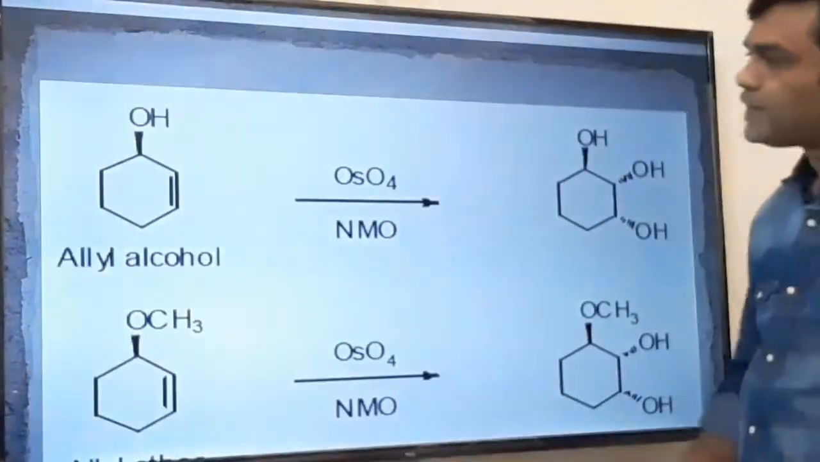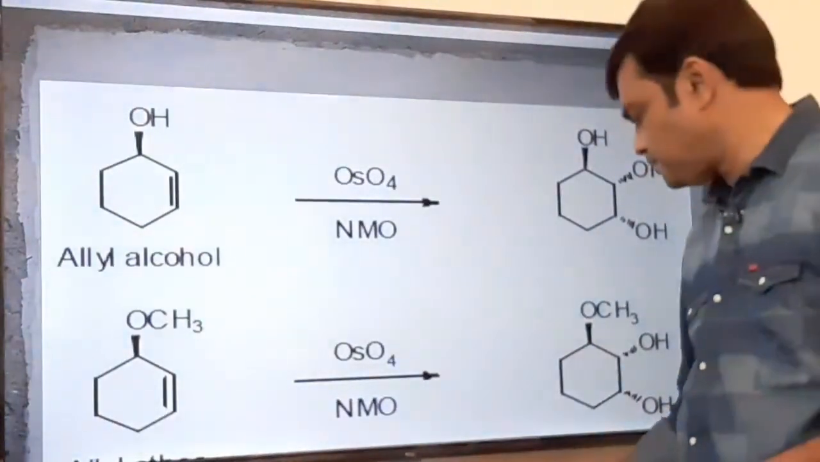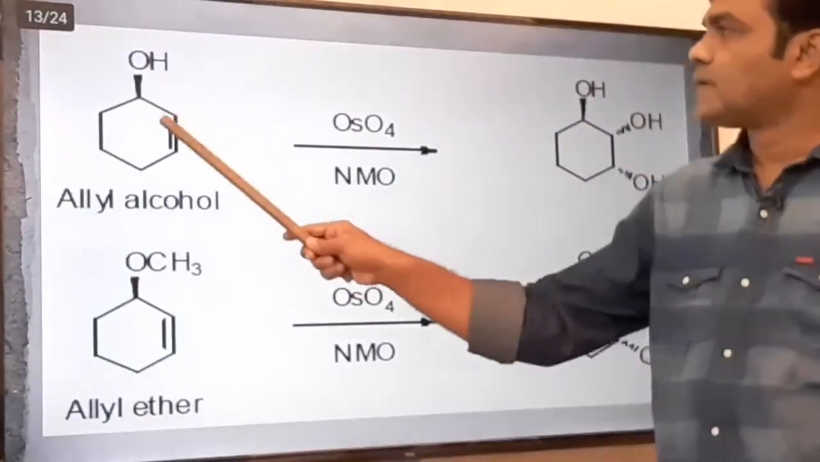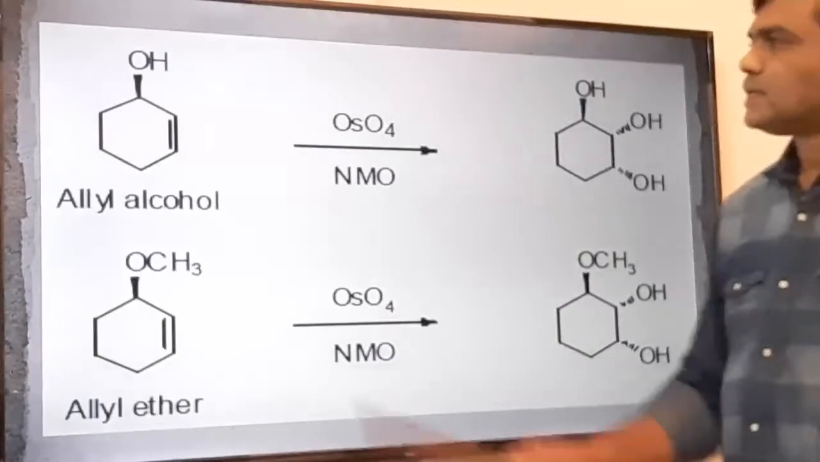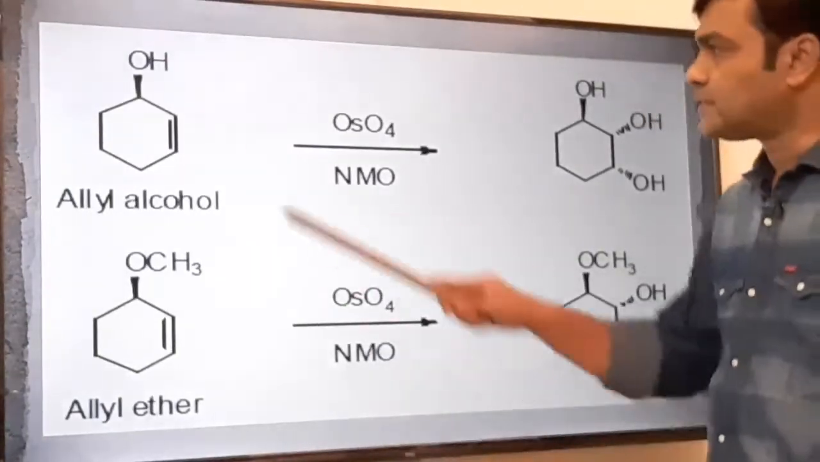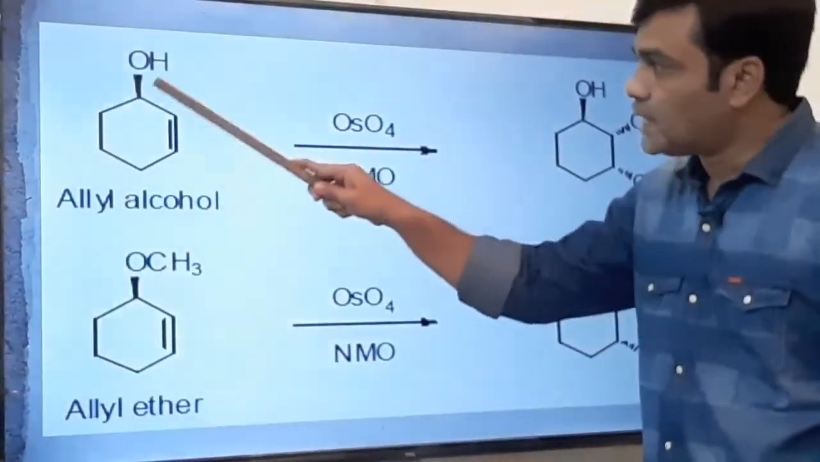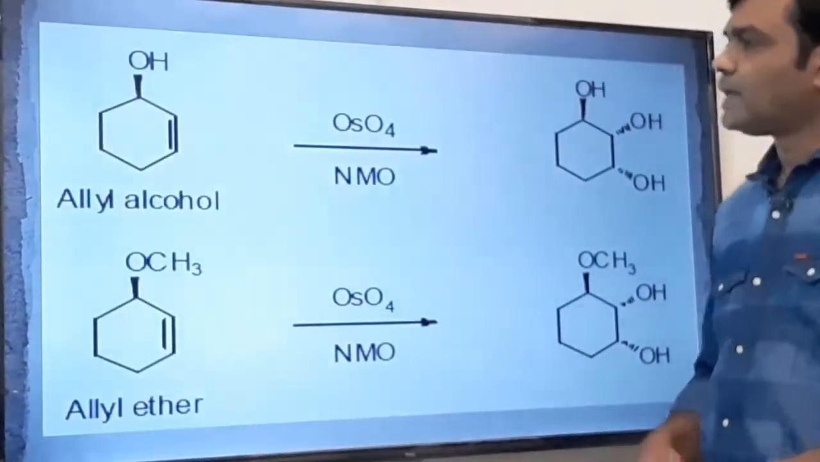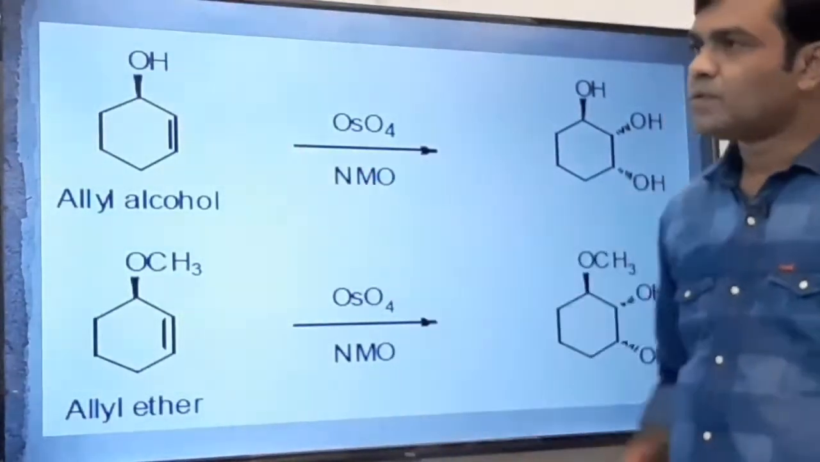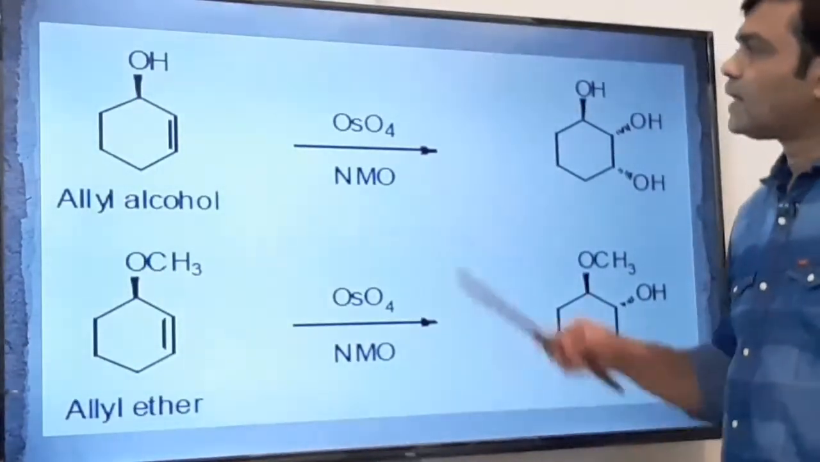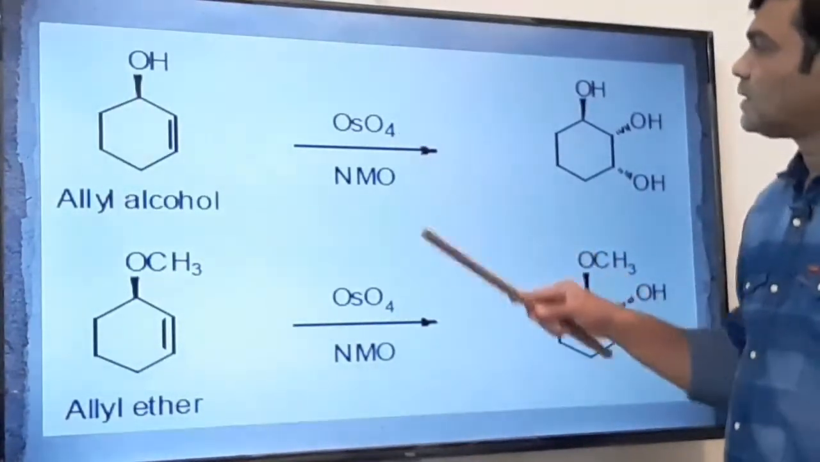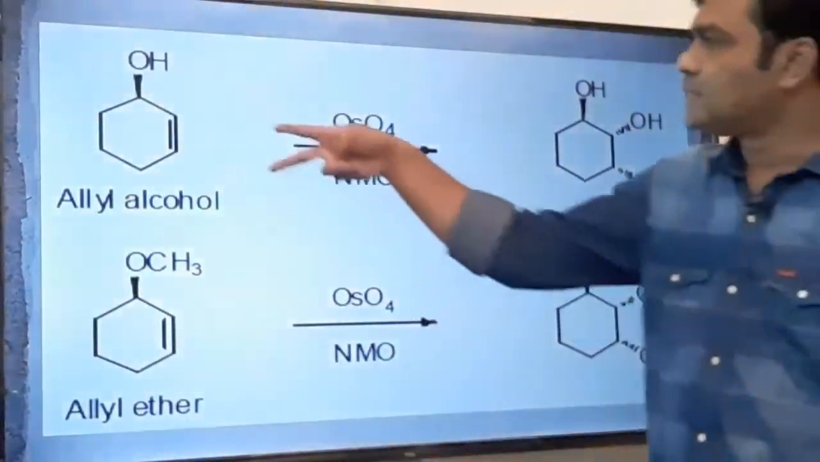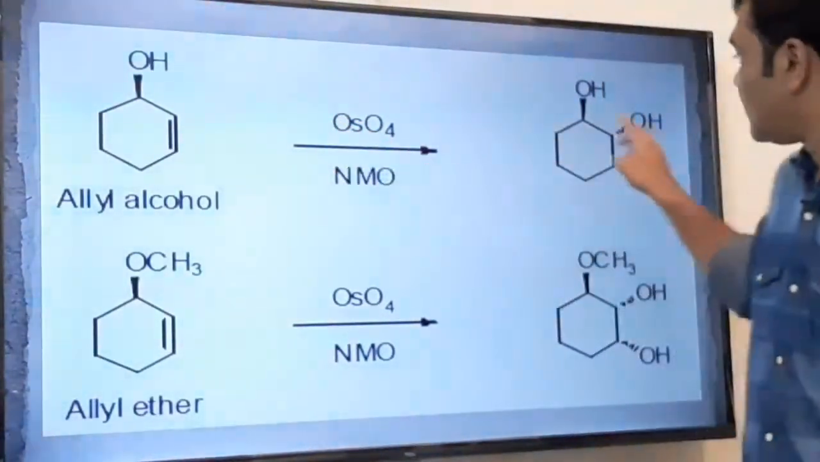Okay, what do you expect here in this case now? This one is allyl alcohol because this is a carbon-carbon double bond. The adjacent carbon to the carbon-carbon double bond is called the allylic carbon. At the allylic carbon there is an OH group, so it is allylic alcohol, and that allylic alcohol on oxidation will get converted into a diol.